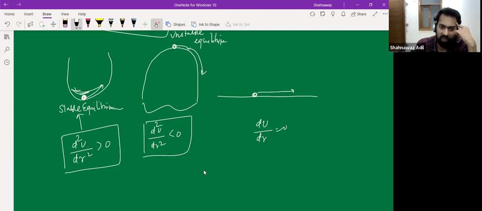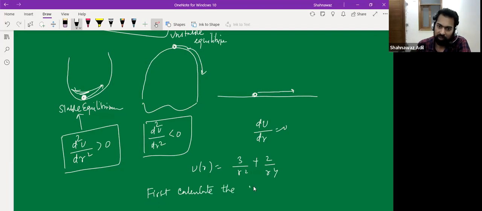So let's say you are given 3 by r square plus 2 by r4. When they ask you about the equilibrium part of this question, what you do is first calculate the critical points.